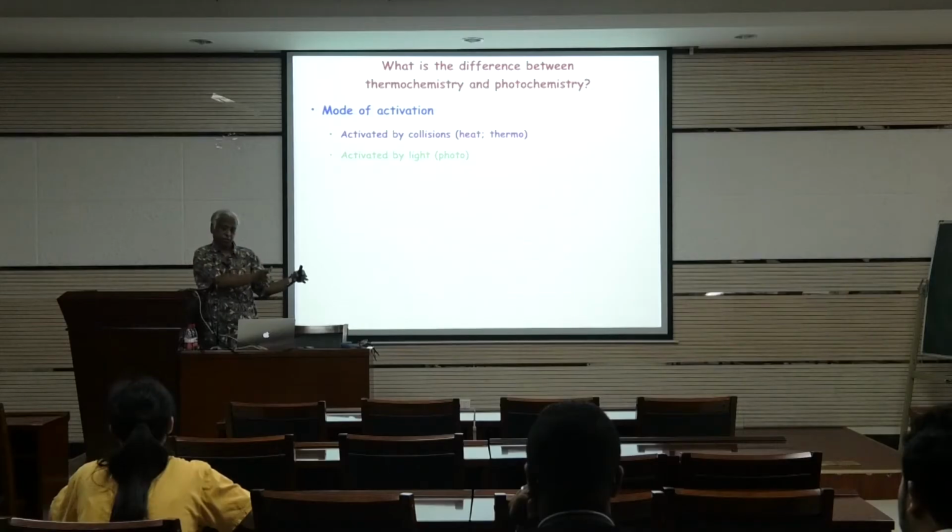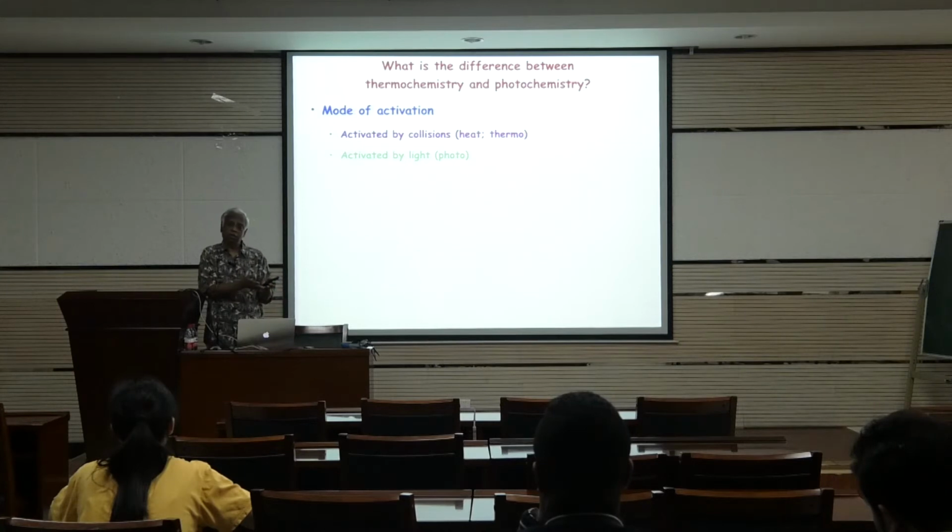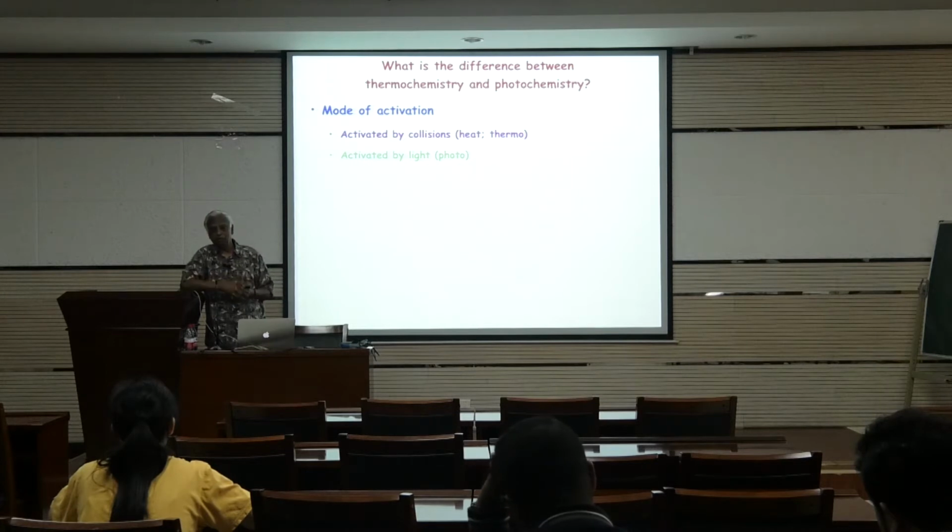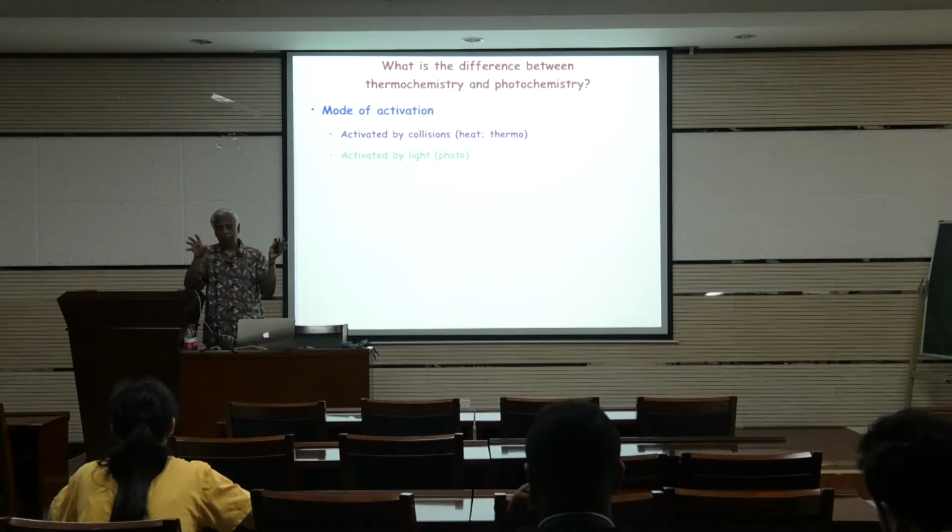So there is a difference between thermal chemistry and photochemistry. Thermal means heat, photo means light. To make the same molecules react, in one case you use heat, in the other case you use light. But the principles are very different. When you heat a molecule and when you activate it with light, the way the reactions take place is different. So that's what we want to learn about photochemistry.